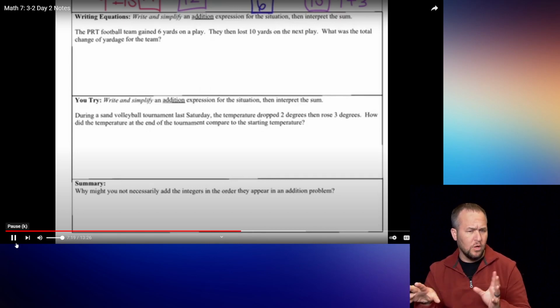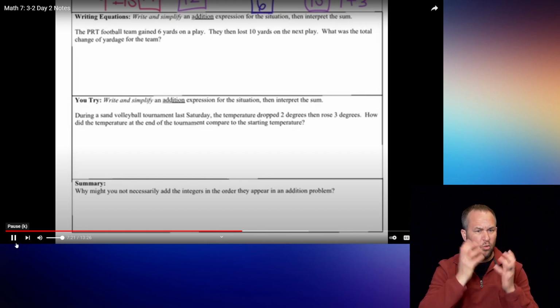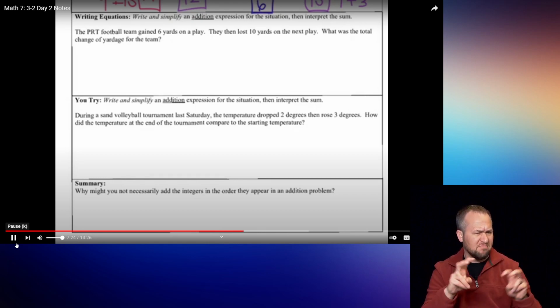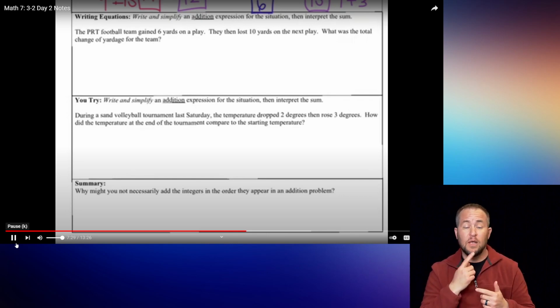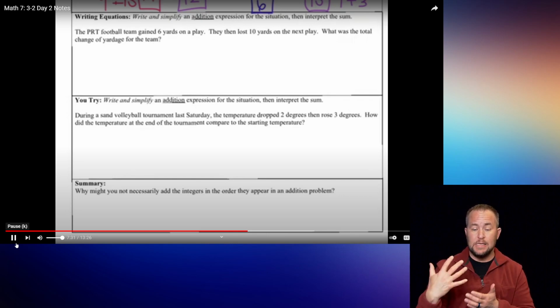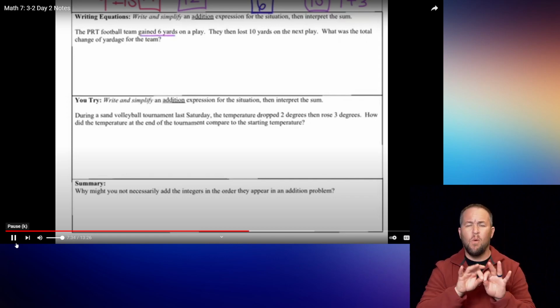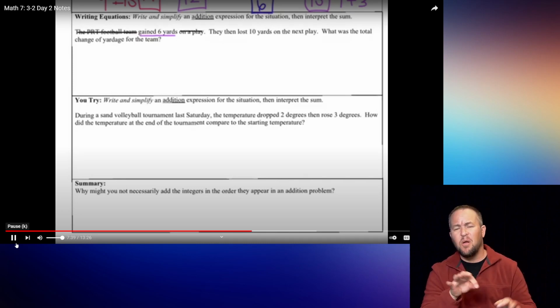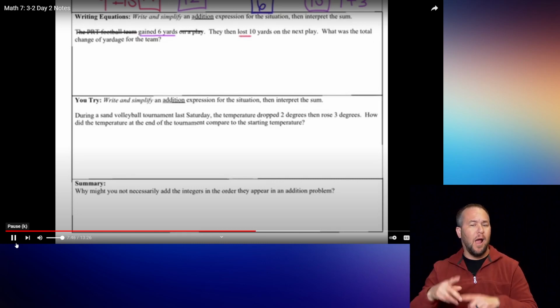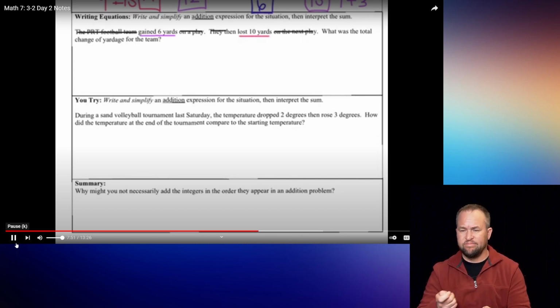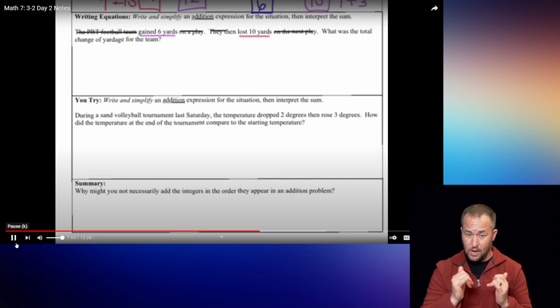Also, word problems, everybody freaks out, right? We don't like them. So I am going to dissect each word problem and identify the important information before even starting. So the first thing it says, the PRT football team, they gained 6 yards on the play. So in that sentence, the only important thing is they gained 6 yards on the play. I'm honestly going to cross through the rest of it. Irrelevant for now. It may come back later, but for now, all I need to know is that we gained 6 yards. Next thing, it says we then lost 10 yards on the next play. So again, that's important. The rest of it, who cares? Right? So the only really important information right now is we gained 6 yards and then we lost 10.